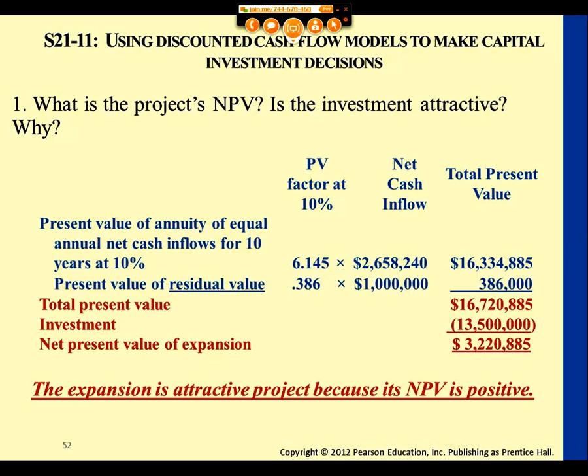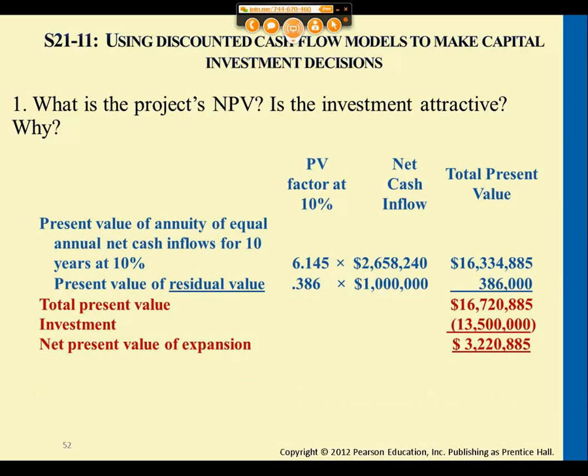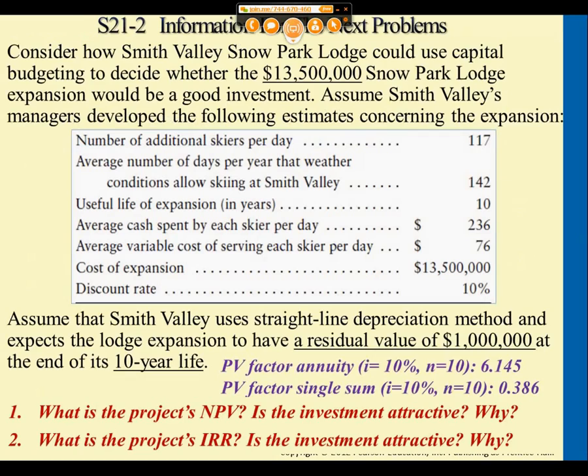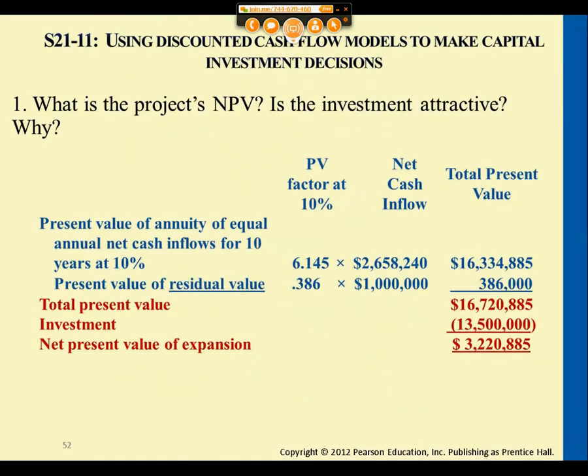So to calculate the NPV, the first portion of that problem that I want you to understand is how you calculate it. Okay. S21-2, all right? You're going to take your initial investment that we just calculated. You'll multiply it by the PV factor that's usually given to you in the problem. That's how you get your total present value of that expansion. Okay?